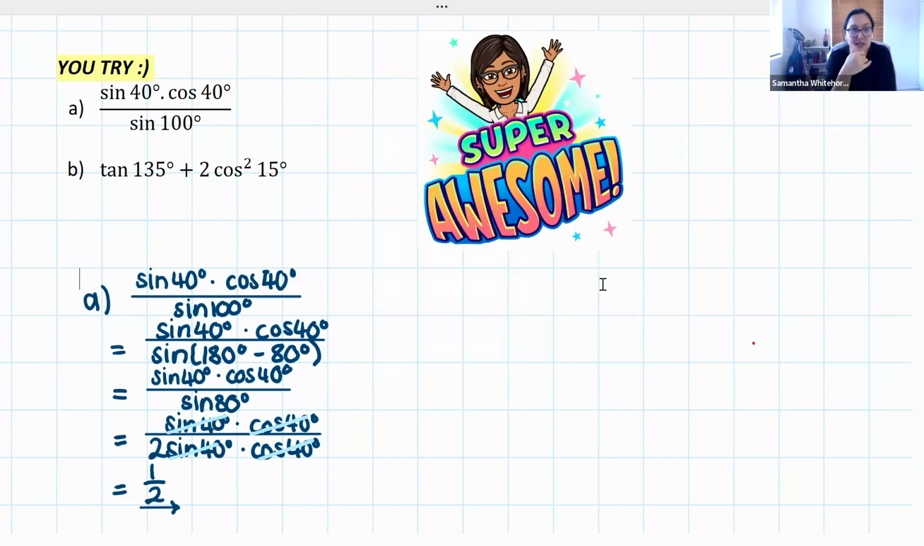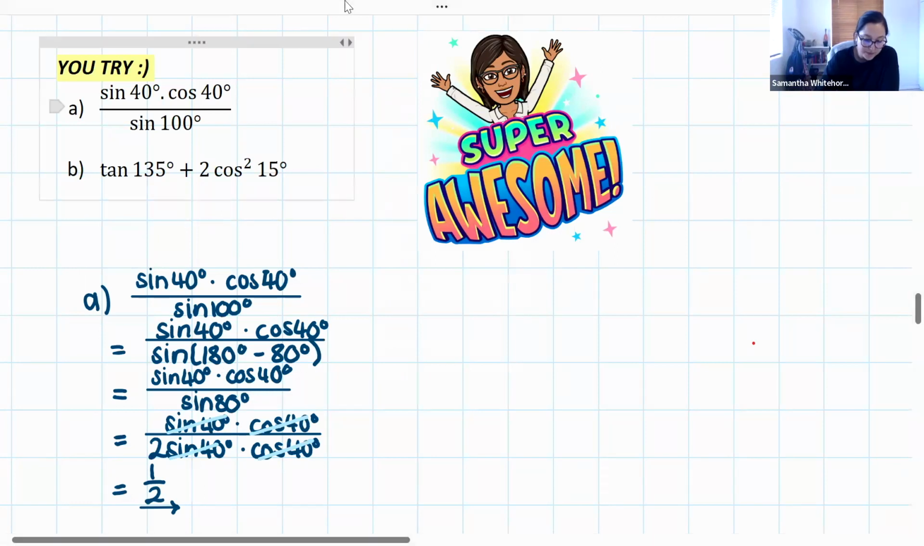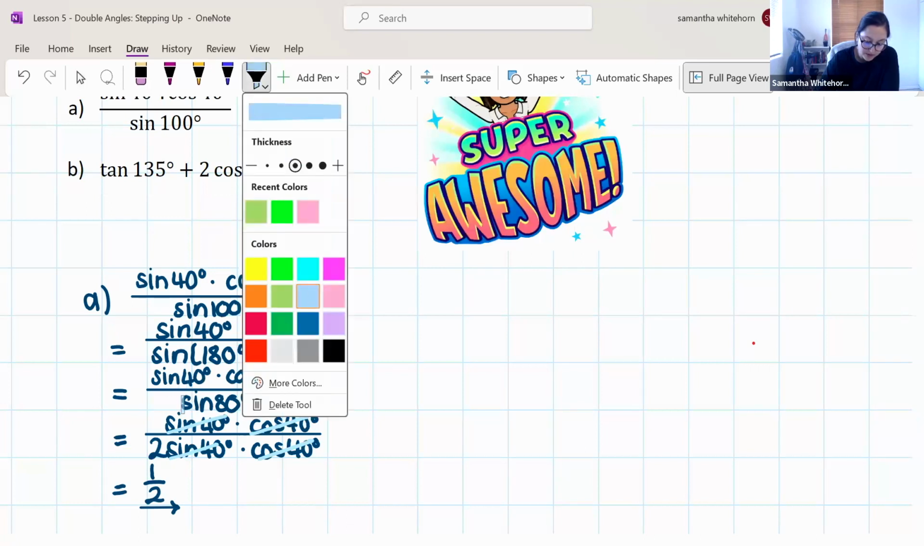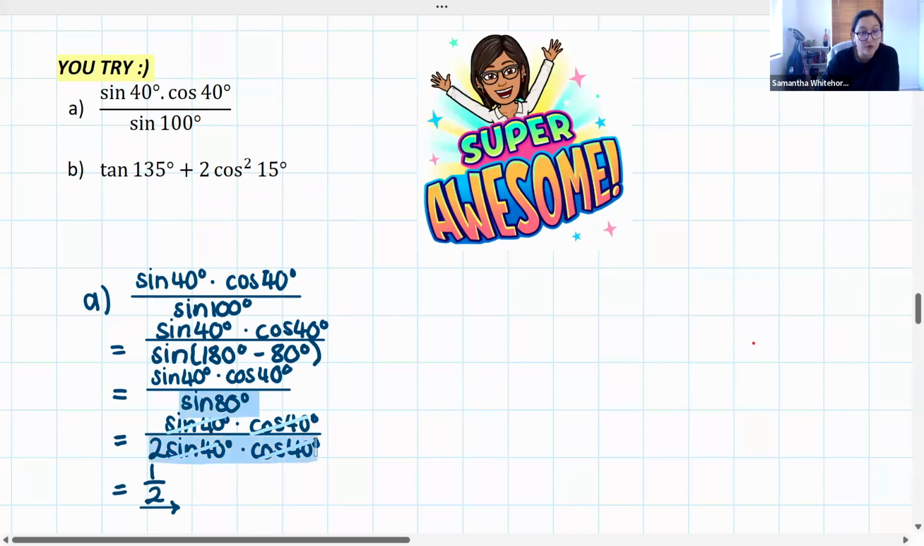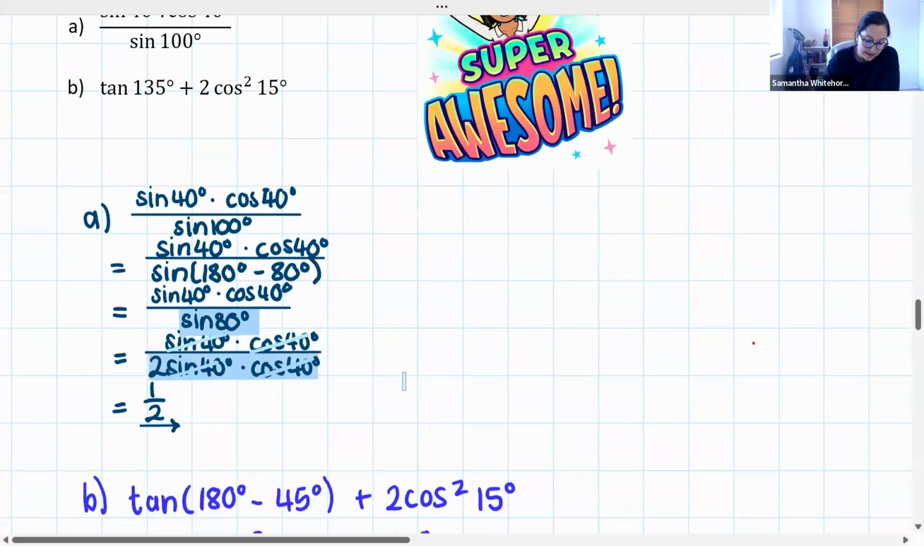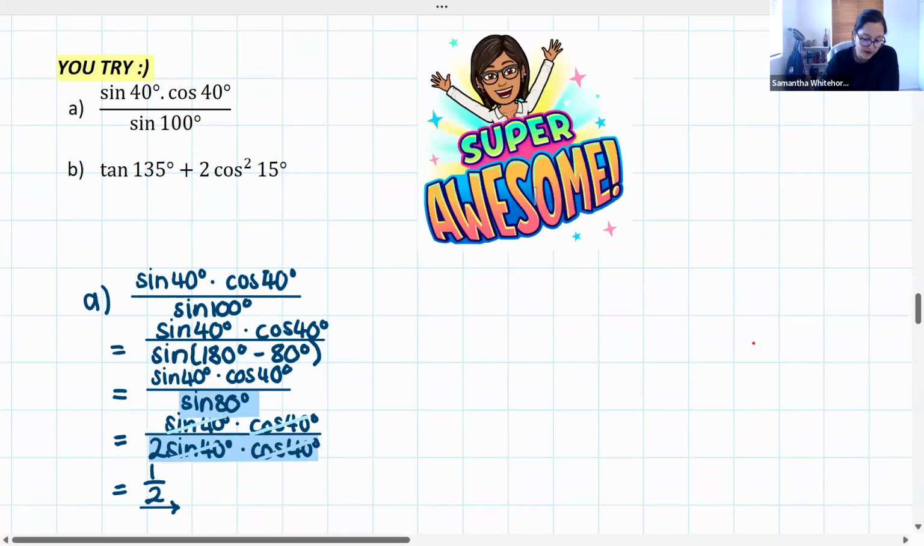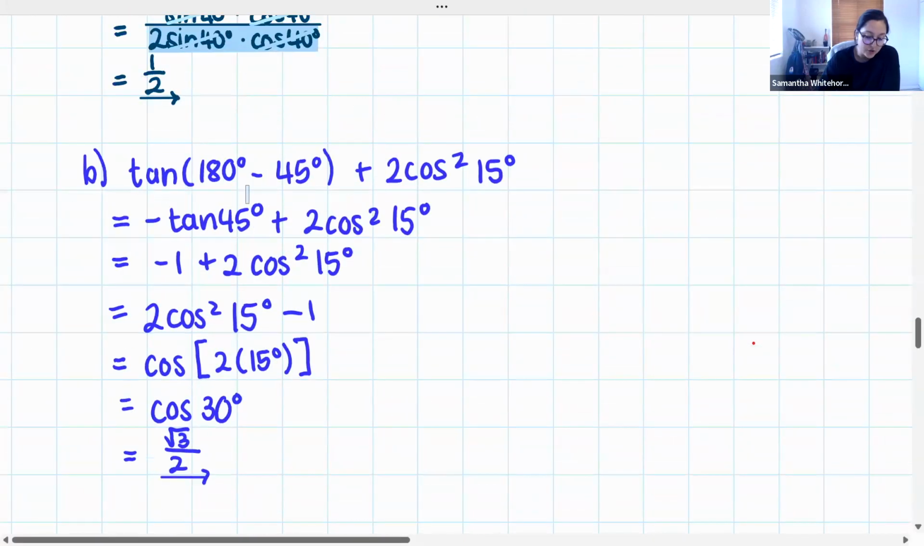We obviously can't find an LCD, but we could break down that 100 degrees. So I broke that down according to my reduction, and what I then saw was that I had a double angle. So that sine of 80 degrees could then be expanded to the double angle formulae, and we were then able to simplify further. Okay, so very similar to what we did in the first one. For question B, I will make this smaller for you guys to screenshot in a second. For question B, we had tan 135 plus 2 cos squared 15. So again, apply your reduction formulas to the angle that is not acute. That becomes tan 45, which is 1.